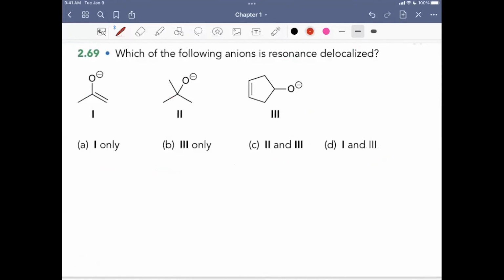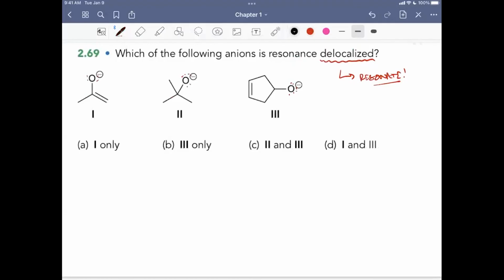This question asks, which of the following anions is resonance delocalized? So what does delocalized mean? You guys can check your notes, but delocalized means that it can resonate. All right. So what does that mean? Which one of these can resonate? So we have this one right here, we have this one right here, and we have these lone pairs. Always fill in your lone pairs if you're unsure. And again, this is a multiple choice question, so we can think about these one by one.